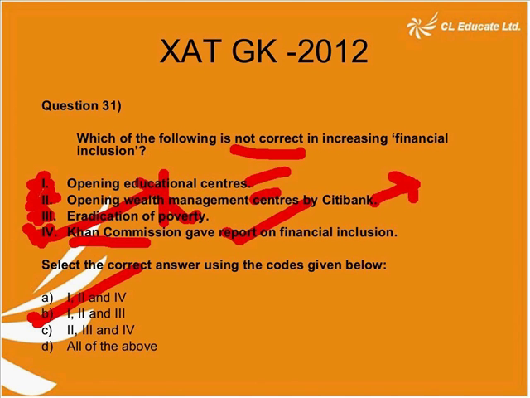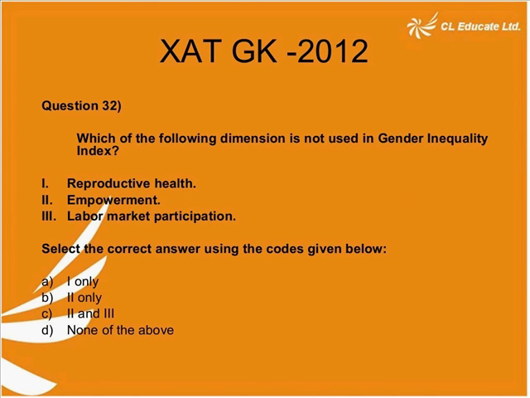Question number 32. Which of the following dimension is not used in gender inequality index? Remember the point, not used. Which of the following dimension is not used in the gender inequality index? Reproductive health, empowerment, labor market participation.